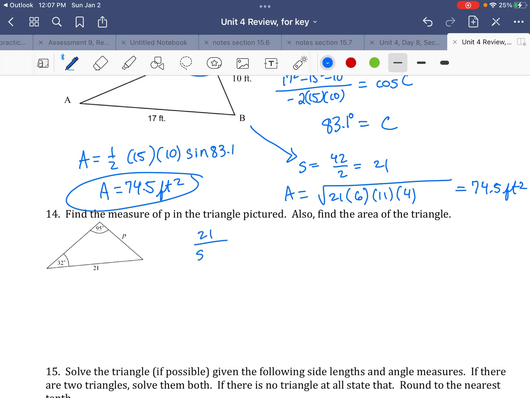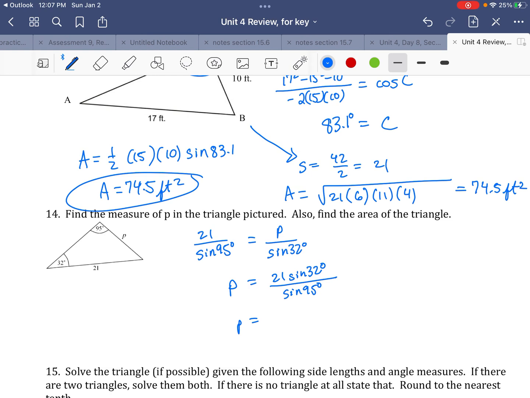So 21 over the sine of 95 equals P over the sine of 32. Okay, so a little cross multiplying. So I get 21 sine 32 equals sine 95 times P. So I'm going to divide that by sine 95.